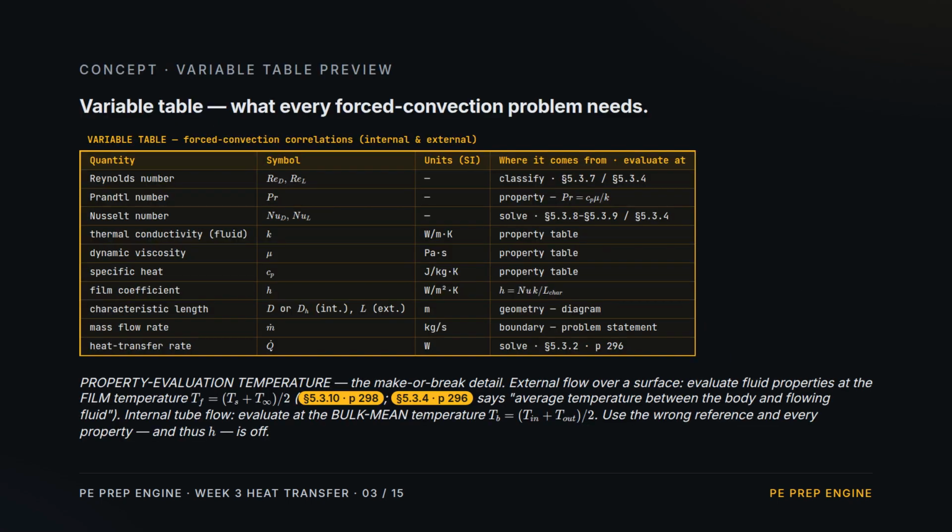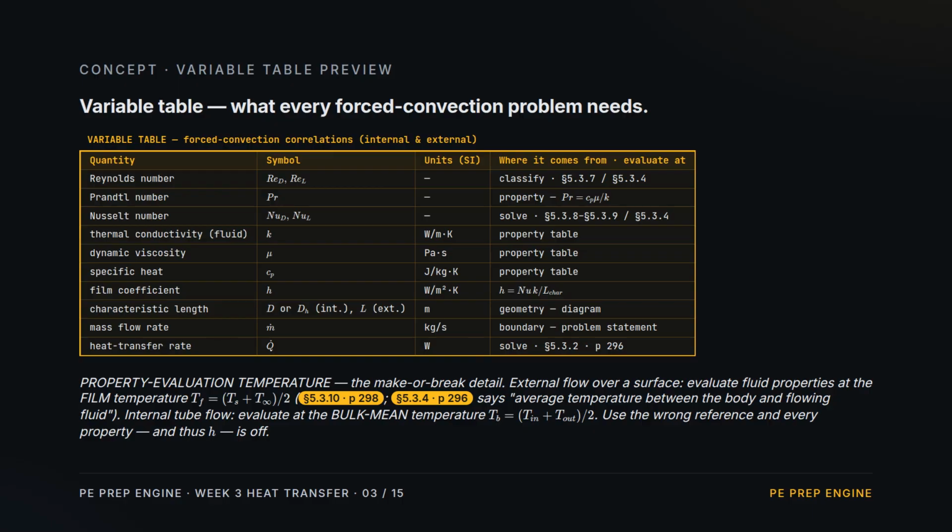Same three-column shape as the other Week 3 decks. Reynolds and Prandtl set the correlation. Nusselt is what it returns. Conductivity, viscosity, and specific heat are fluid properties. h is Nusselt times conductivity over the characteristic length. And the bottom rows are mass flow rate and heat transfer rate.